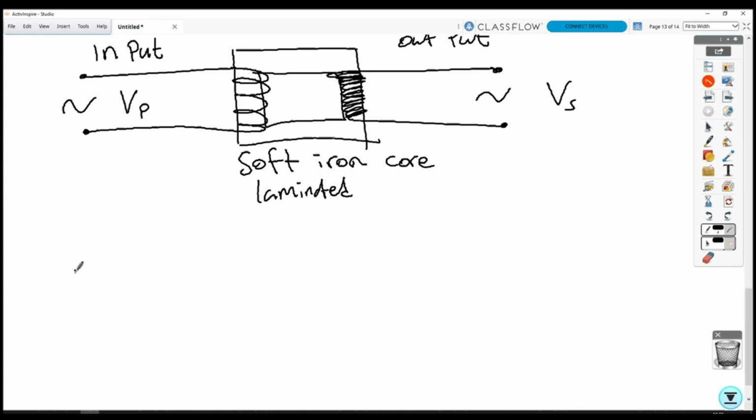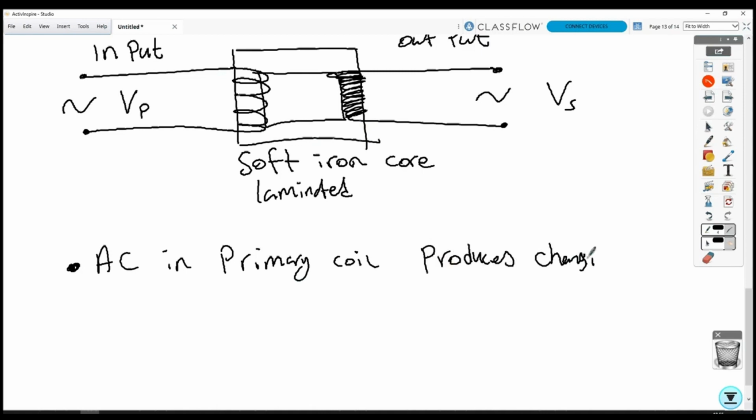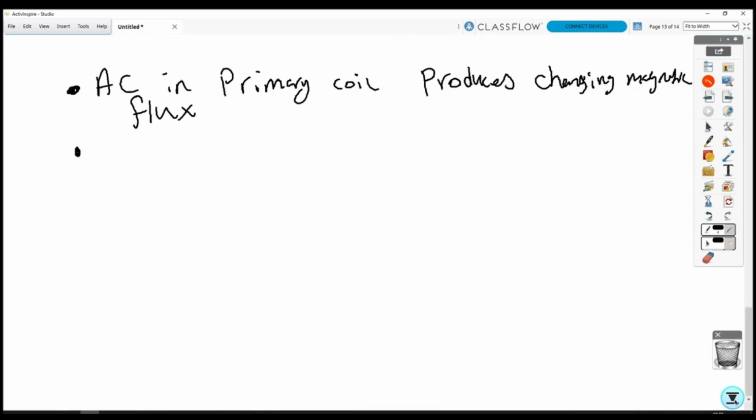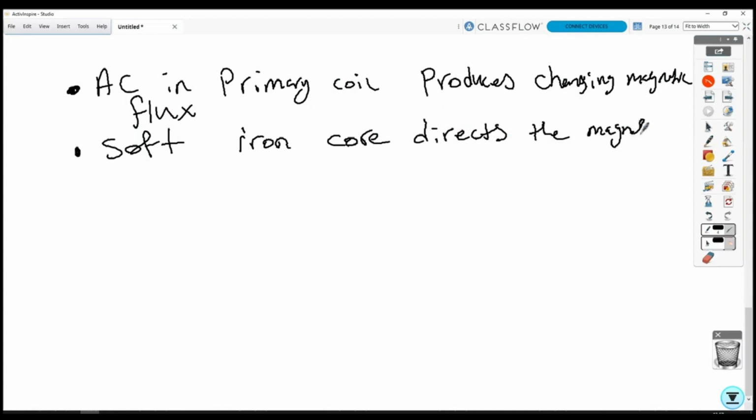So alternating current in the primary coil produces a changing magnetic flux. And if there's a changing magnetic flux in the primary coil, then there's a changing flux linkage in the secondary coil. And this is linked together by the iron core. So I said two things about the iron core. I said that number one, the iron core is soft.